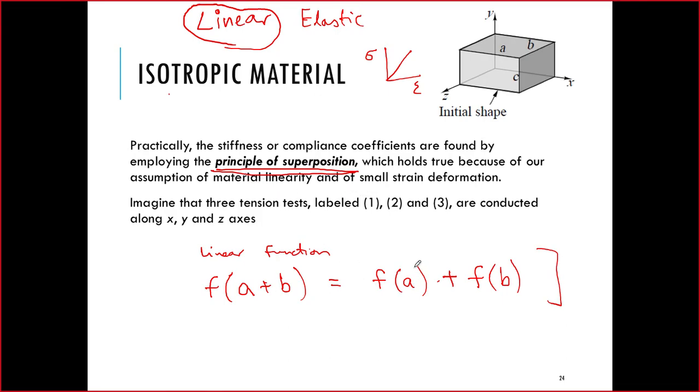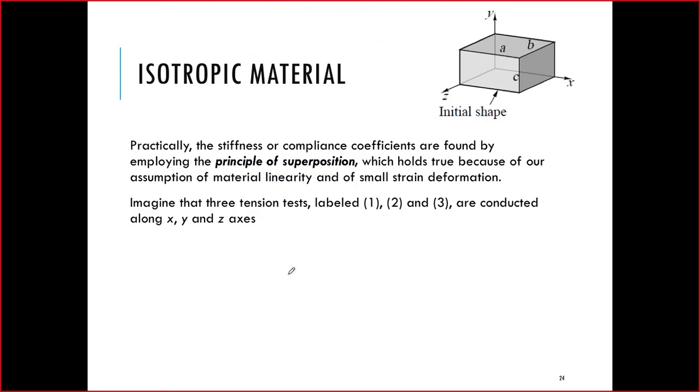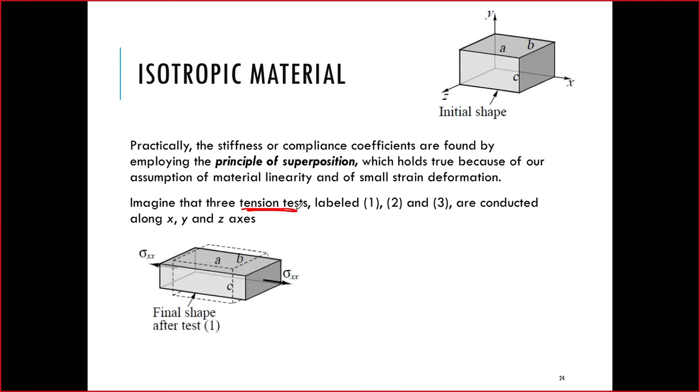Superposition meaning that we can superpose its outputs, its response for separate inputs. Okay? So हम यही use करके इस isotropic material का, linear isotropic material का characterize करेंगे. What we're going to do is I'm going to take this initial material and I'm actually going to perform three tensile tests on it, three uniaxial tensile tests on it.